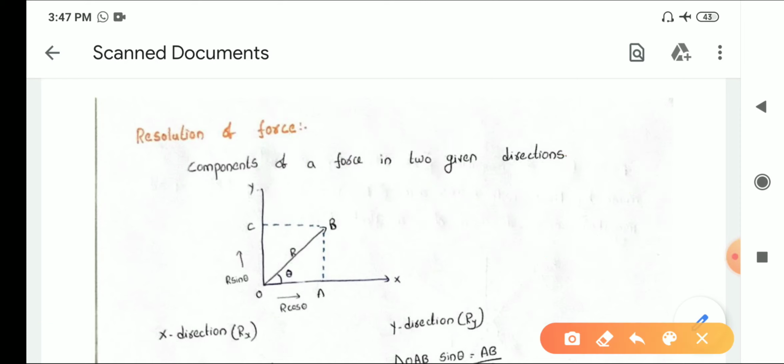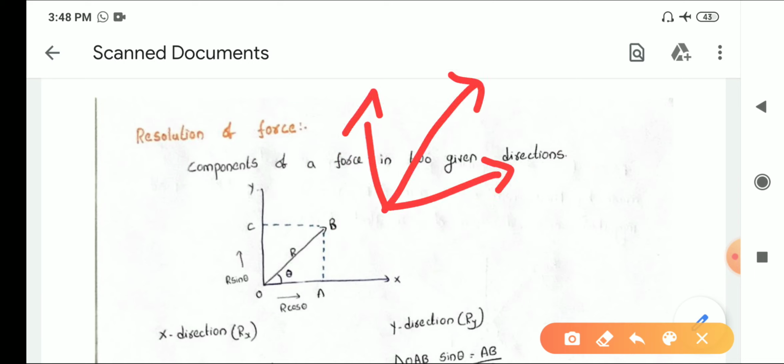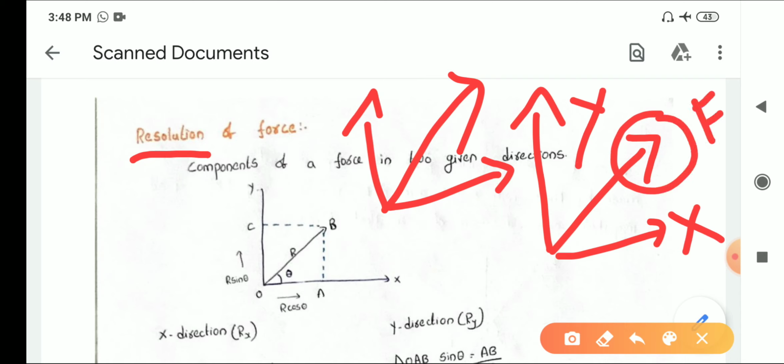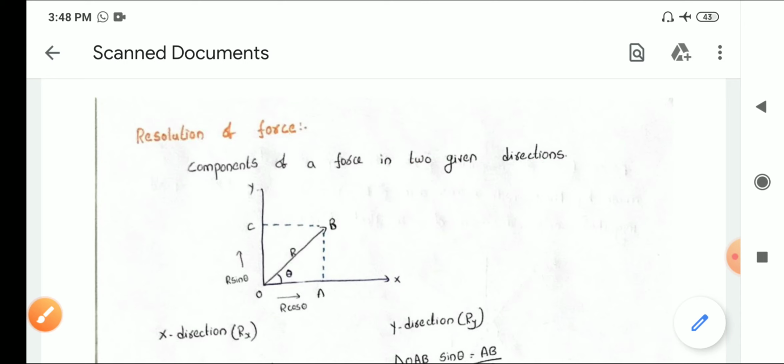Now can you understand the difference between resolution and resultant of the force? The resultant of the force is nothing but combining two forces into a single force. Resolution of the force is nothing but resolving. The name itself indicates resolution, resolving a single force into two forces, one in x direction, another in y direction. The effect shown by this single force is equal to the effect shown by both the forces combined. Okay, this is called resolution of the force.